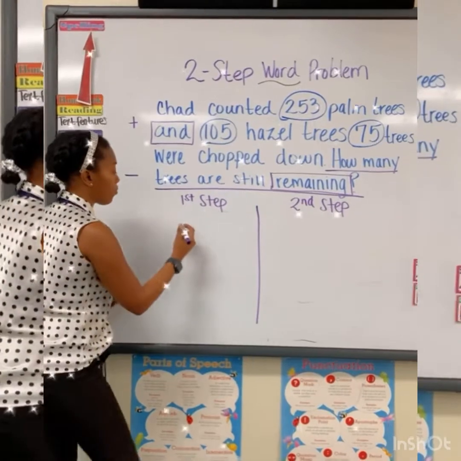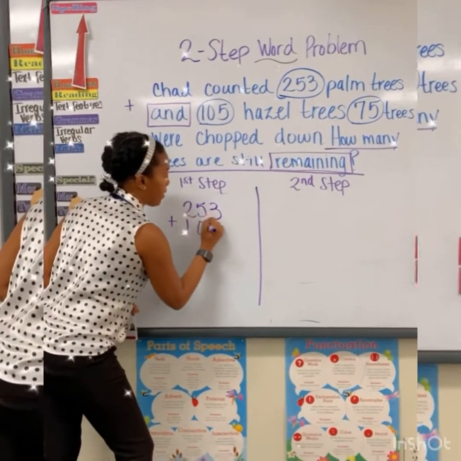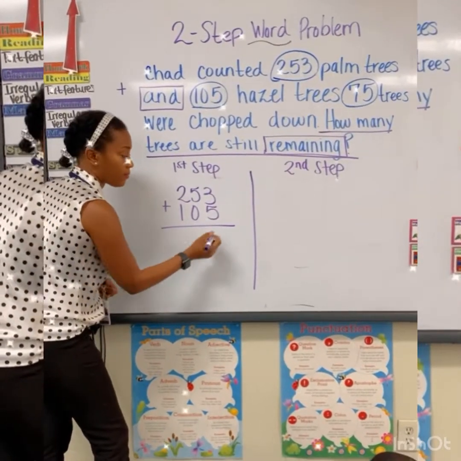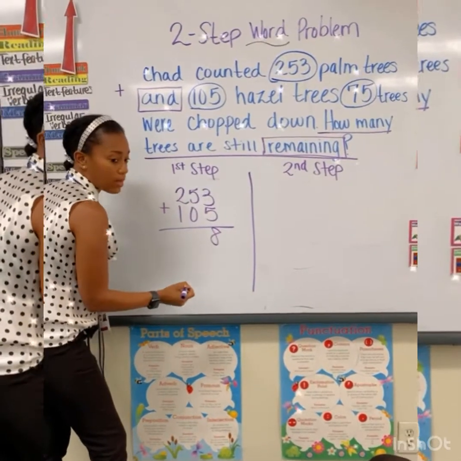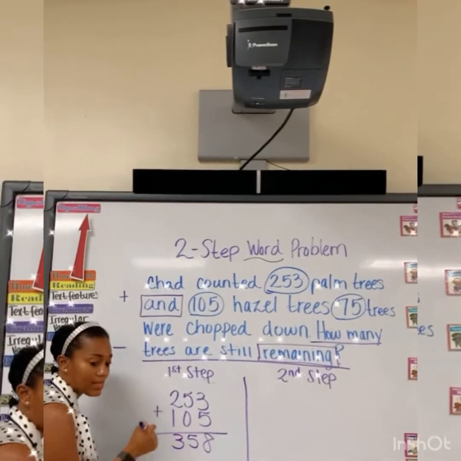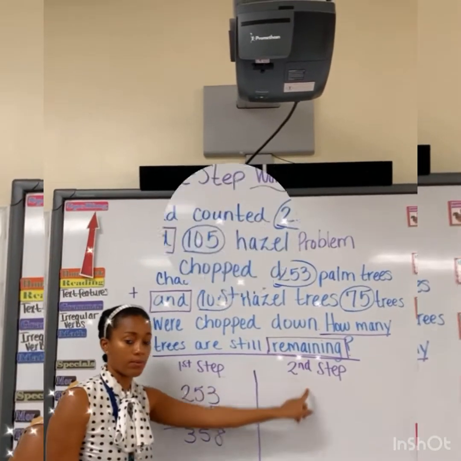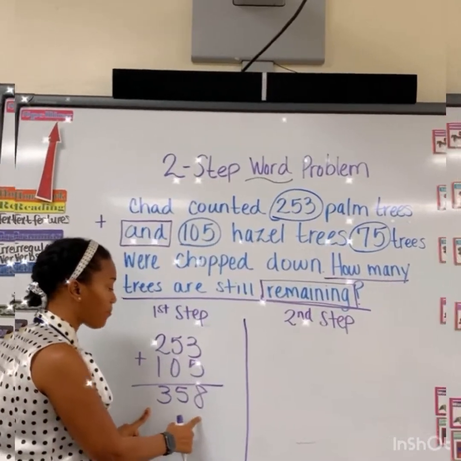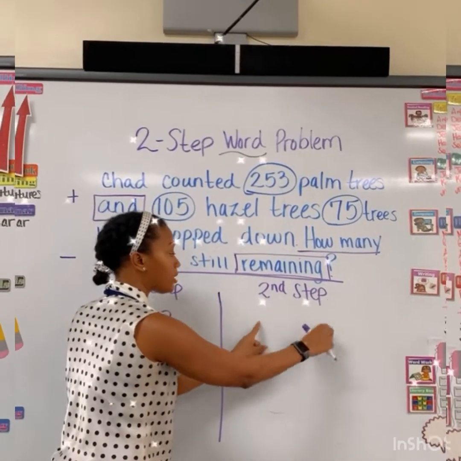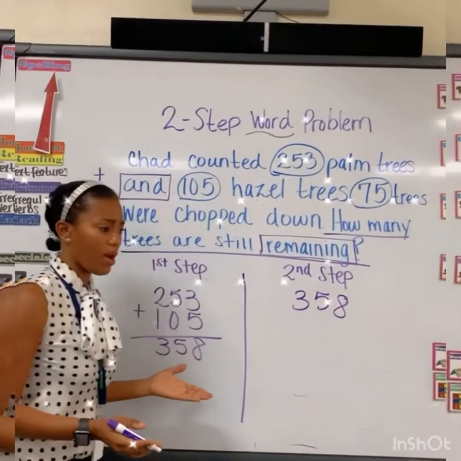253 plus 105. So I'm going to do that first. 253 plus 105. What is 3 plus 5, class? 8. What is 5 plus 0, class? 5. What is 2 plus 1, class? 3. Am I done here? No. No, I have another step to go. Now I'm going to take my sum from 253 and 105, and I'm going to put it as the first number in step 2.